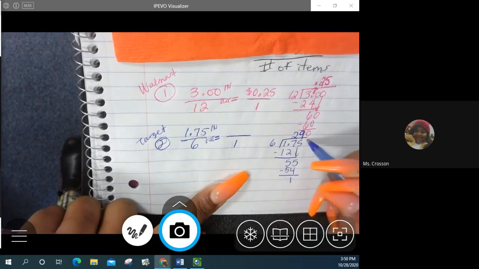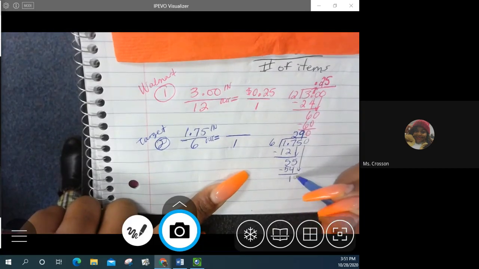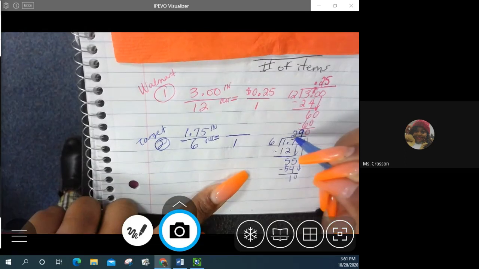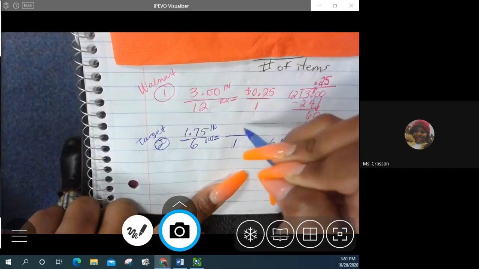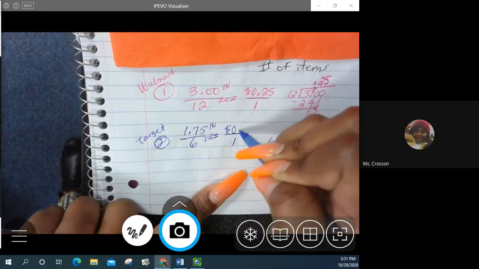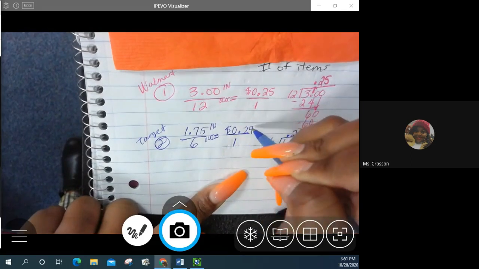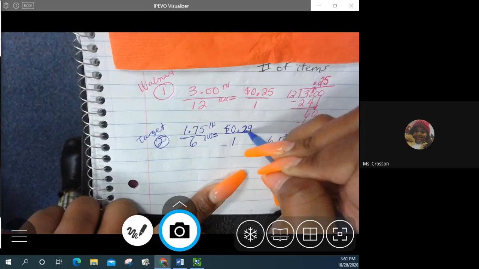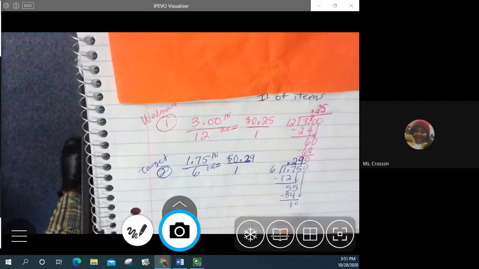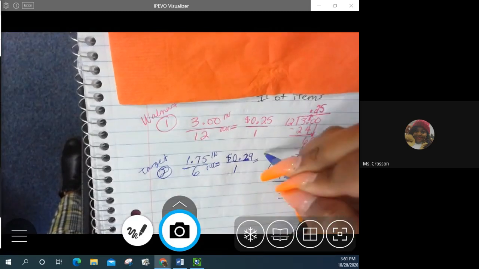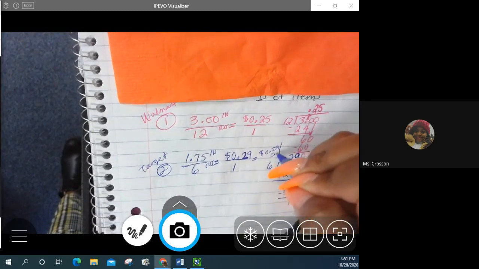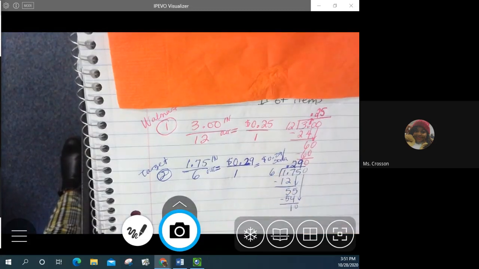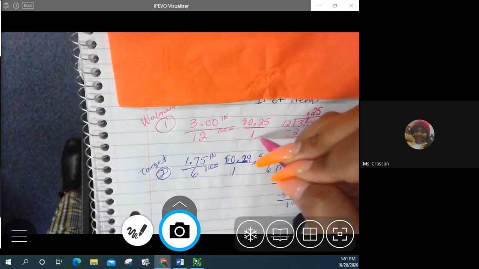And we could go again. If I add a 0, bring this down, I could do all that. But because I already have my 2 decimal places, I'm fine because we work with money, okay? So I have $0.29. Now, the question becomes, which one is the better deal? This one, I'm going to be paying 29 cents per soda. And this one, I'm going to be paying 25 cents per soda.